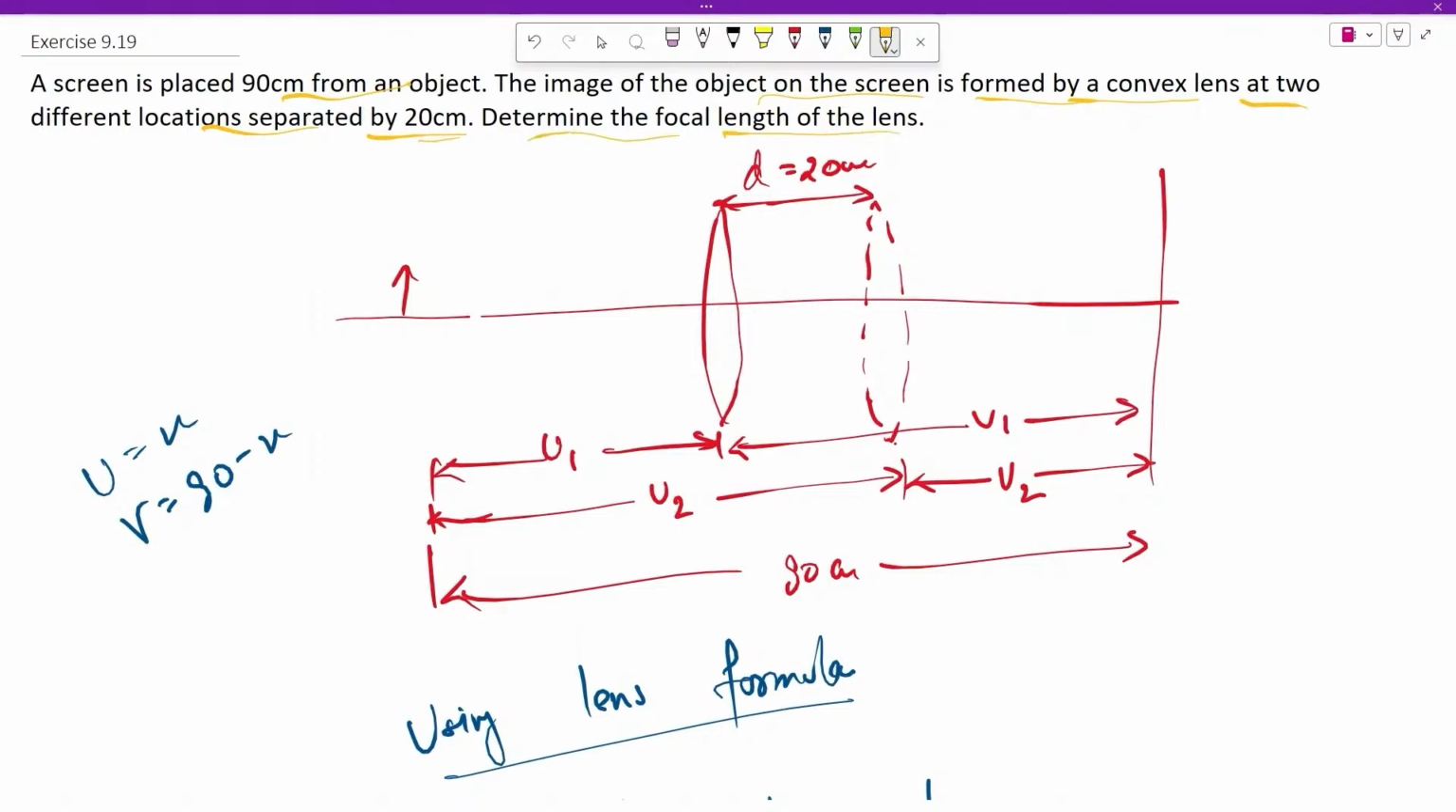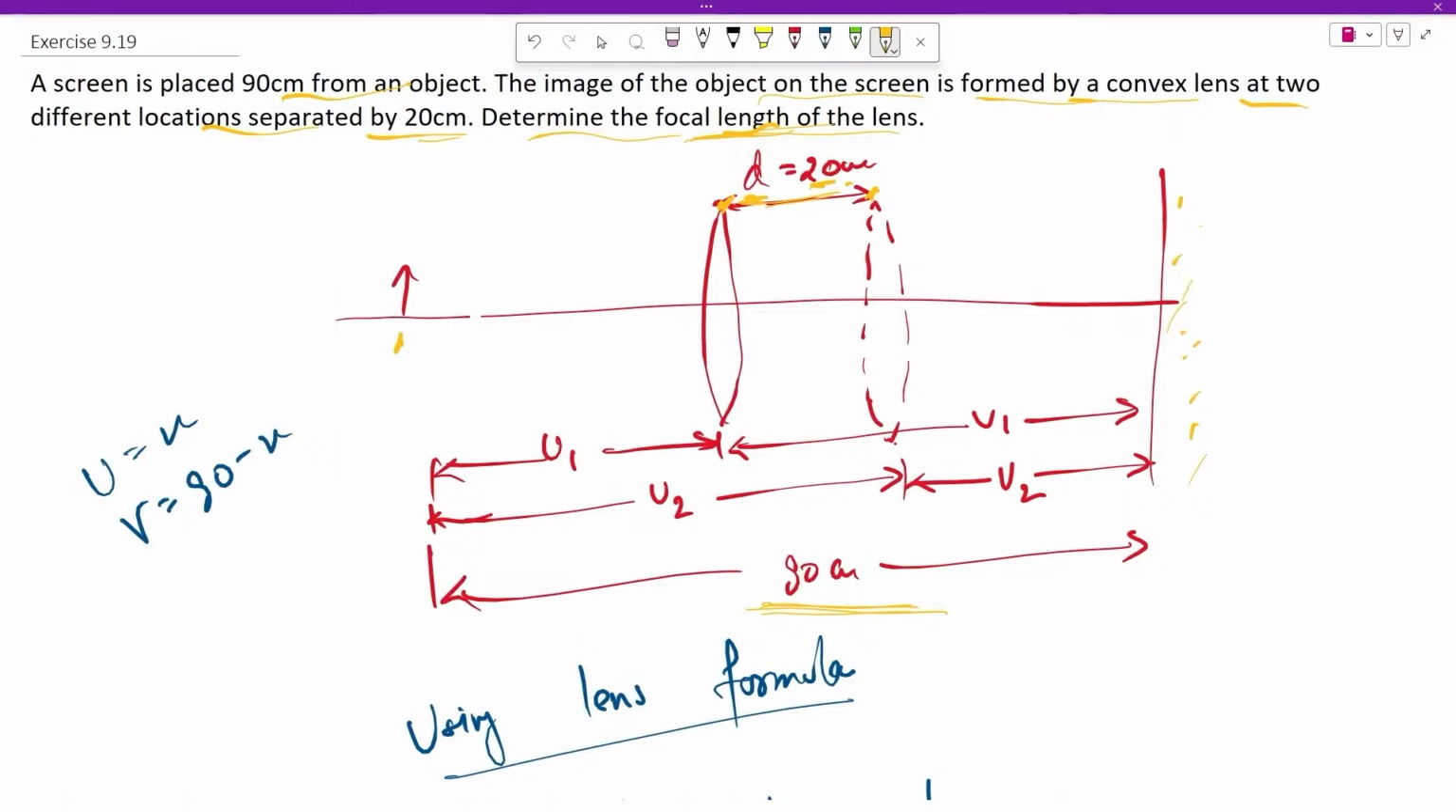So we have been given an object and a screen and the distance of separation between them, that is 90 centimeter, and we have to find out what would be the focal length of this lens, given that there are two positions for this lens where the image can be cast on this screen, and those positions are separated by a distance of 20 centimeter. So let us represent it by d, the difference between the positions of the lens which can form the image on the screen.